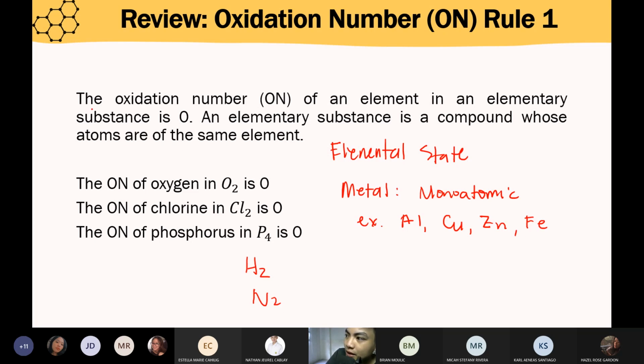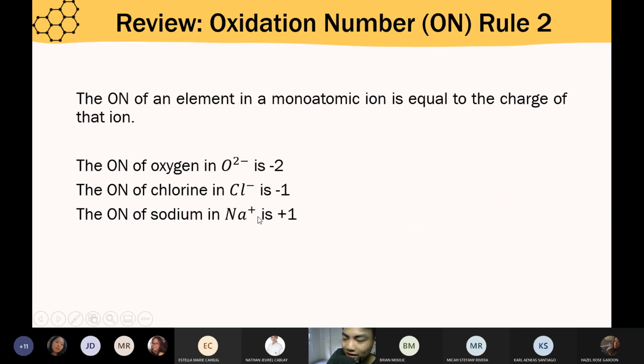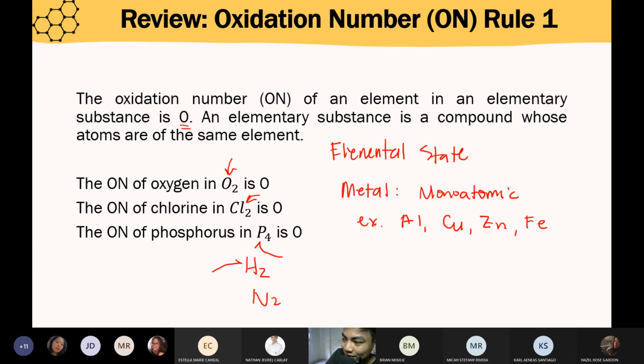Ano daw sabi? Kapag daw may elemental state ka, the oxidation number is automatically 0. So, ibig sabihin, the oxidation number of oxygen is 0, the oxidation number of chlorine is 0, the oxidation number of phosphorus is, hulaan nyo, 0. Oxidation number of hydrogen gas is 0. 0 din to. Okay? So, as long as you have an elemental state, the oxidation number is 0. Okay? So, keep that in mind. So, that's the first rule.